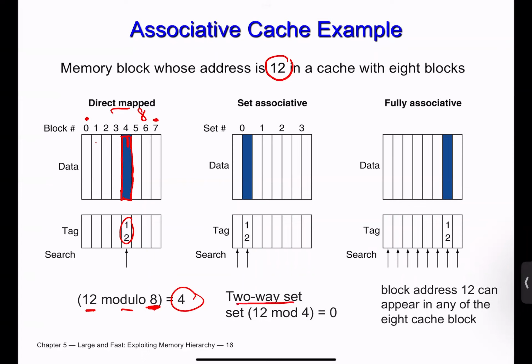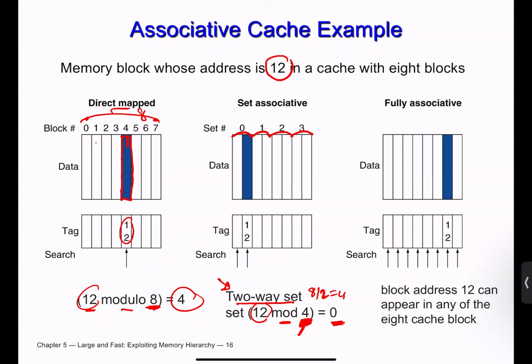How about two-way set associative? Again, 12, same number, but modulo the number of sets. What is the number of sets if I have a two-way associative and I have a total of 8 blocks? It is just 8 divided by 2, which gives me 4. In another sense, it is two-way associative, meaning I am grouping each 2 into one group. So each 2 will be one group. This is one group, another group, another group, another group, a total of 4 groups, because 8 divided by 2 is equal to 4. And I have to do modulo 4. 12 modulo 4 is equal to 0.